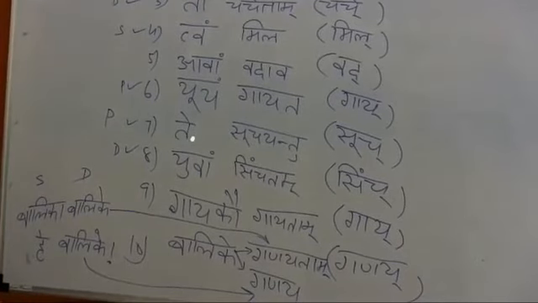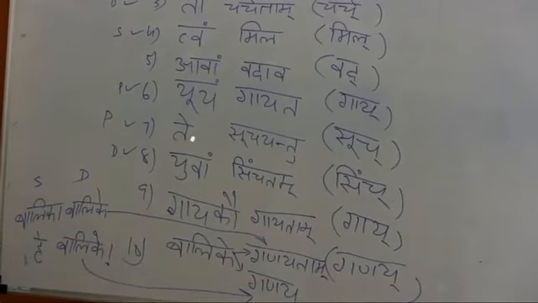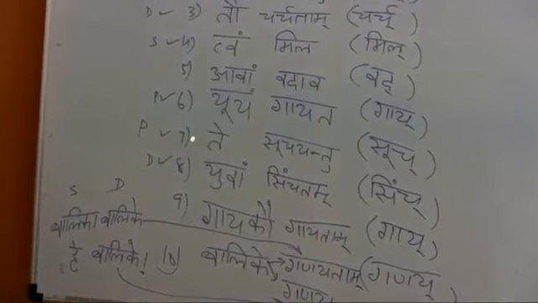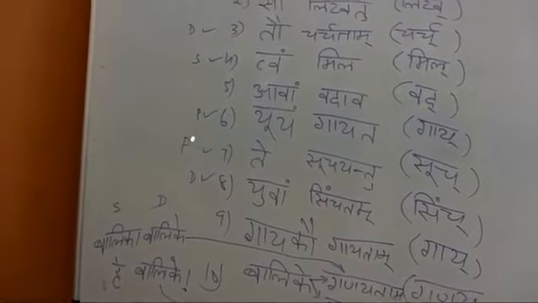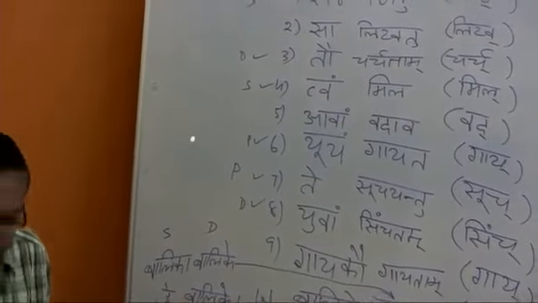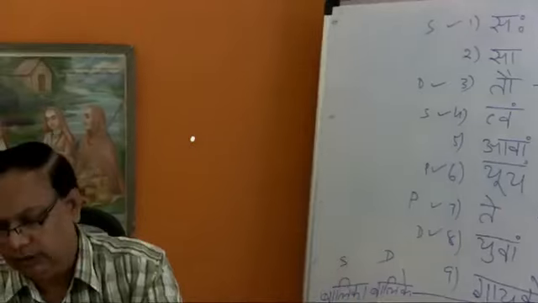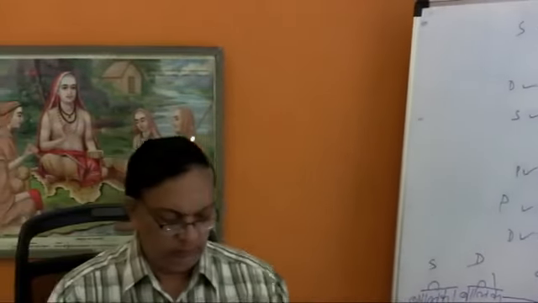I have written clearly. Balike can be two girls, or Sambodhana, the vocative case of a girl. So this is how the first 10 of the 20 sentences are done. Now some more sentences we will see. I will read it and you just listen, and later I will write on the board.